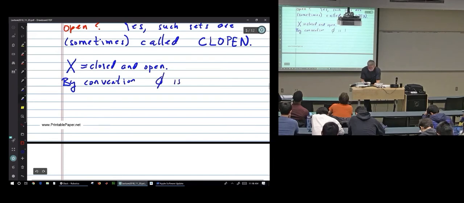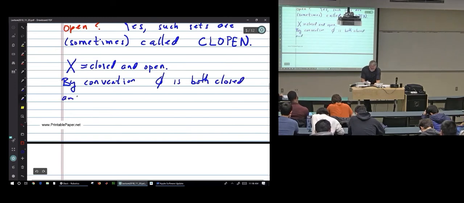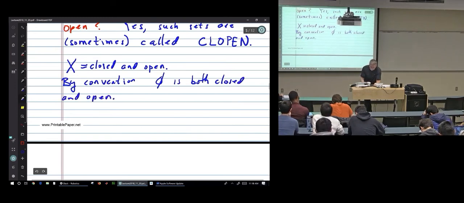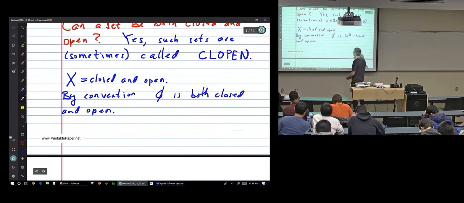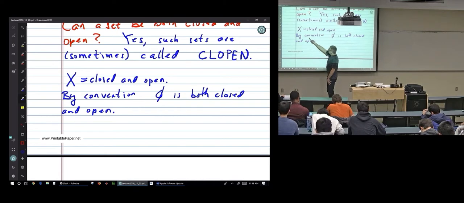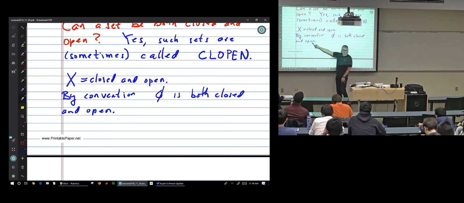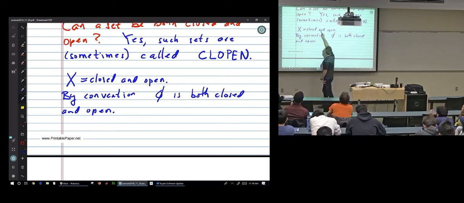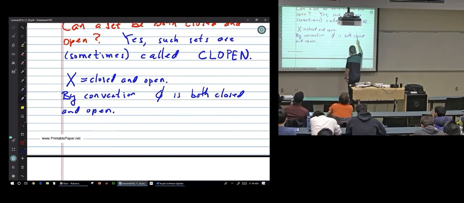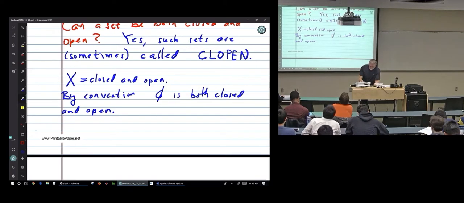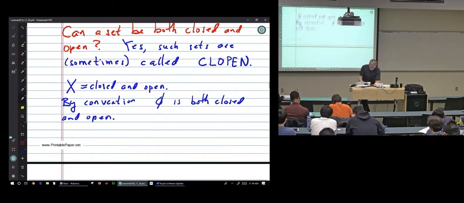Now by convention, the empty set is both closed and open. And why do you use this convention? Because if a set is closed, its complement is open, and if a set is open, its complement is closed. So that's why we need to do it by convention for the empty set. Don't worry, I don't care about clopen for the final exam.